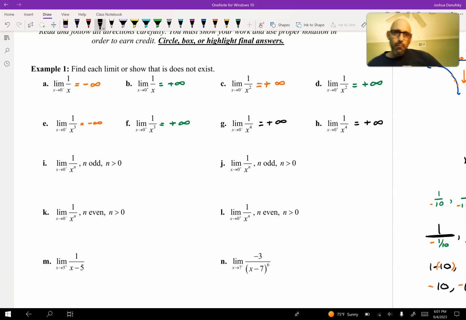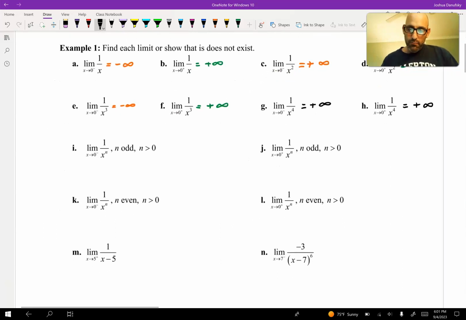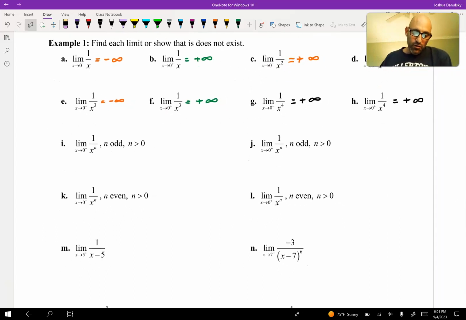And so just with that much, you might start seeing a pattern. Okay, and it all comes down to whether your exponent on these is even or odd, right? So you'll notice in I, j, k, and l that I'm asking you to evaluate these limits when n is odd or n is even.